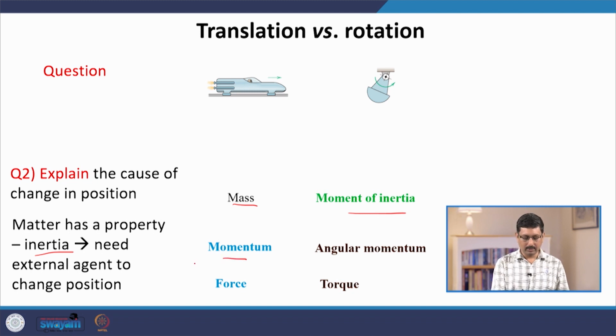And in this case, we know the momentum principle that says that the cause that is changing the position is the force, and the effect of the external force on our system is to change the momentum. We can have an analogous quantity here. In the case of rotation, the quantity analogous to momentum is angular momentum, and the cause of change of angular momentum is the torque. So, we are going to discuss the relation between these quantities in some more detail.